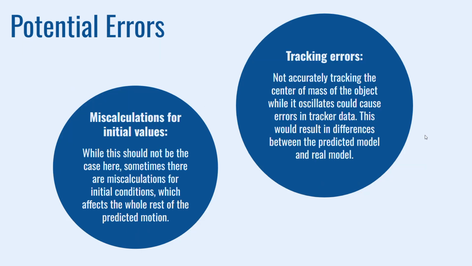And we always have potential sources of error. There could have been miscalculations with initial values, which could affect the whole motion of everything else. But I do not think that's a problem in this one specifically. There could have been tracking errors with the center of mass, but again, I think it was pretty accurately tracked in this lab.